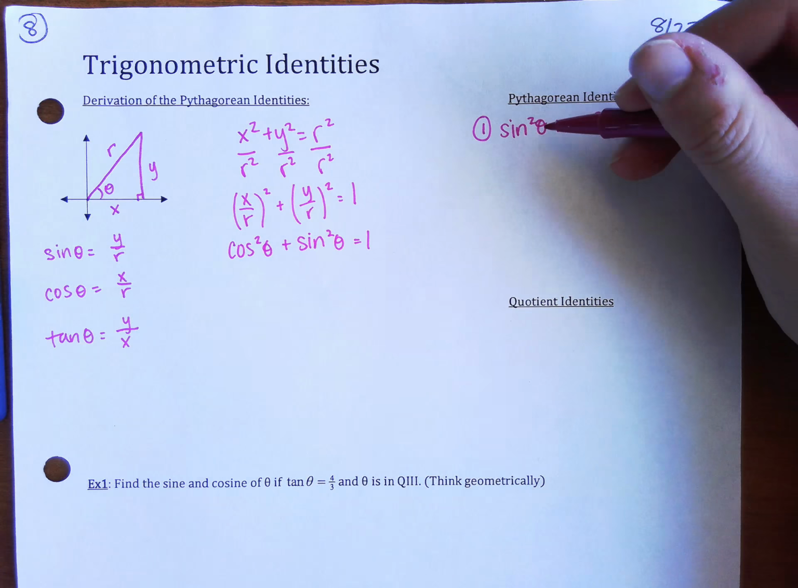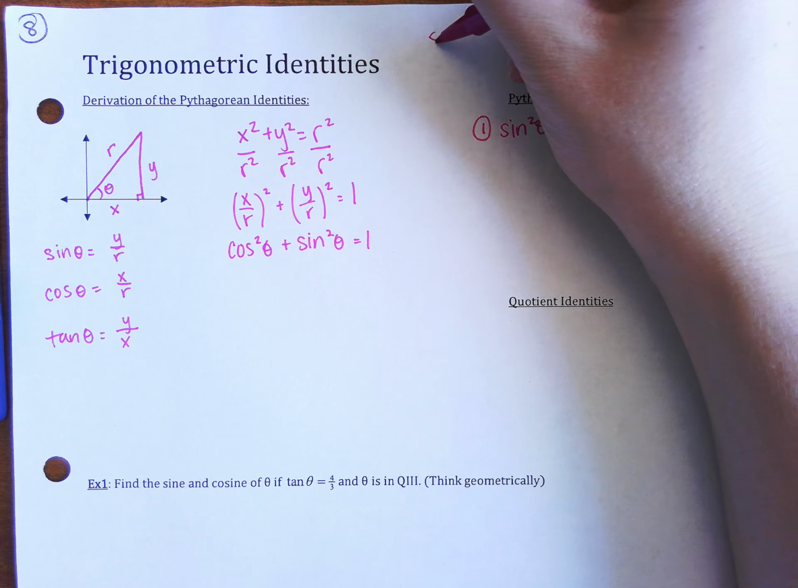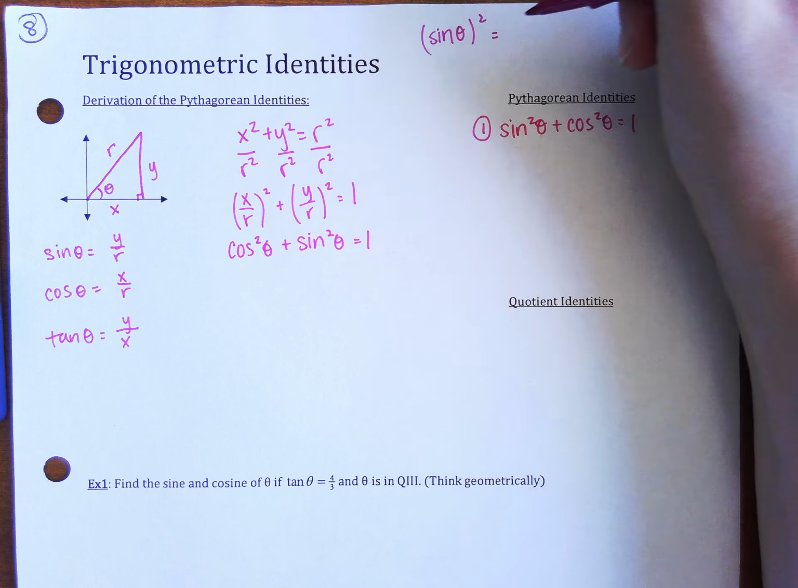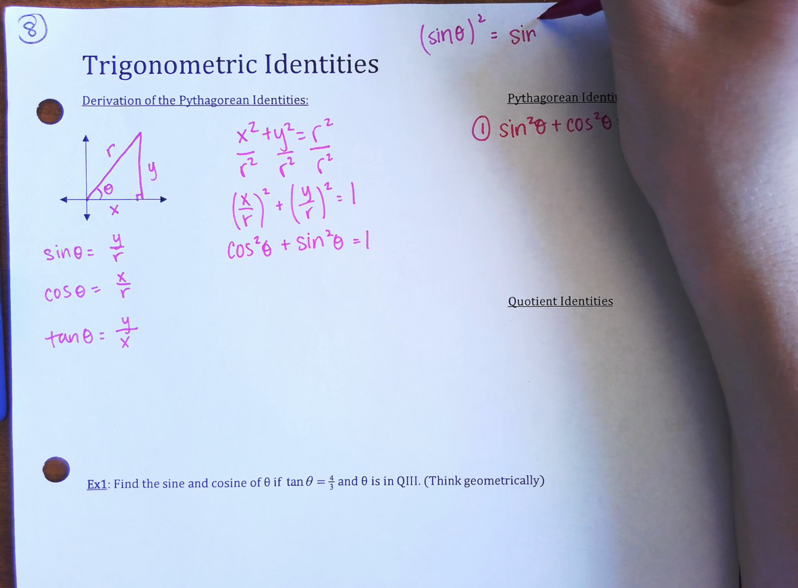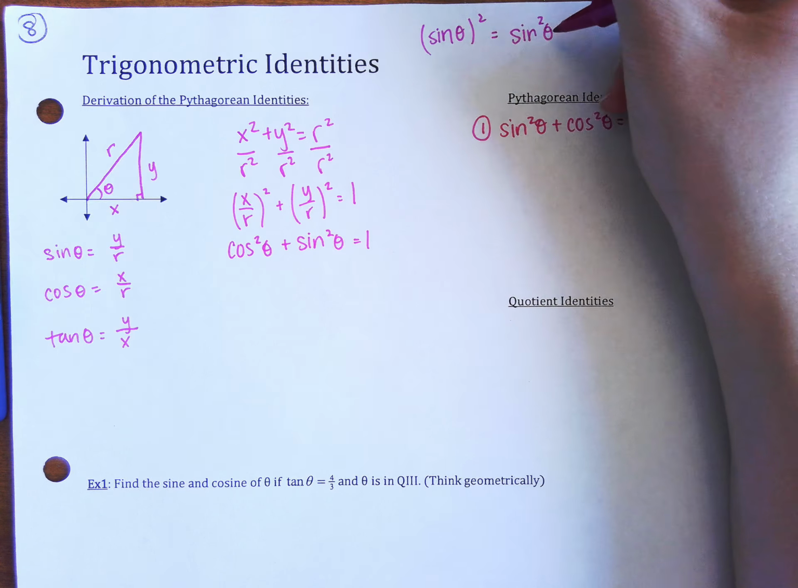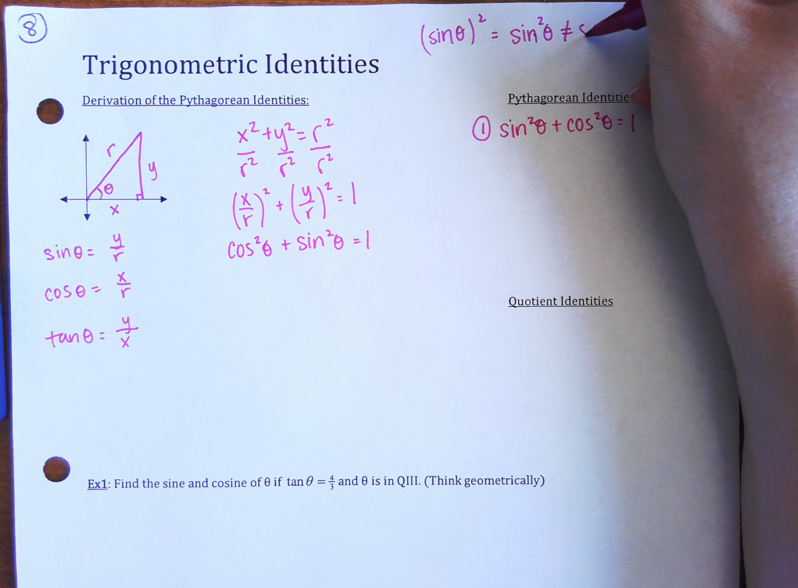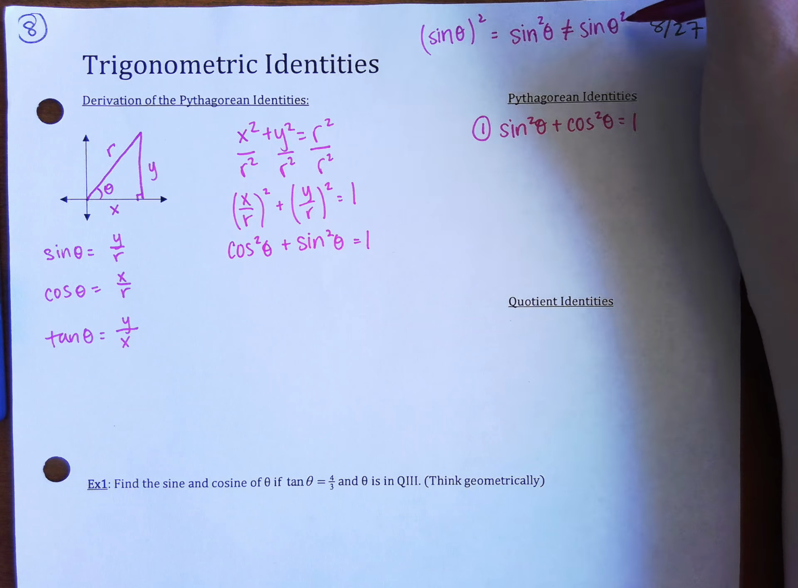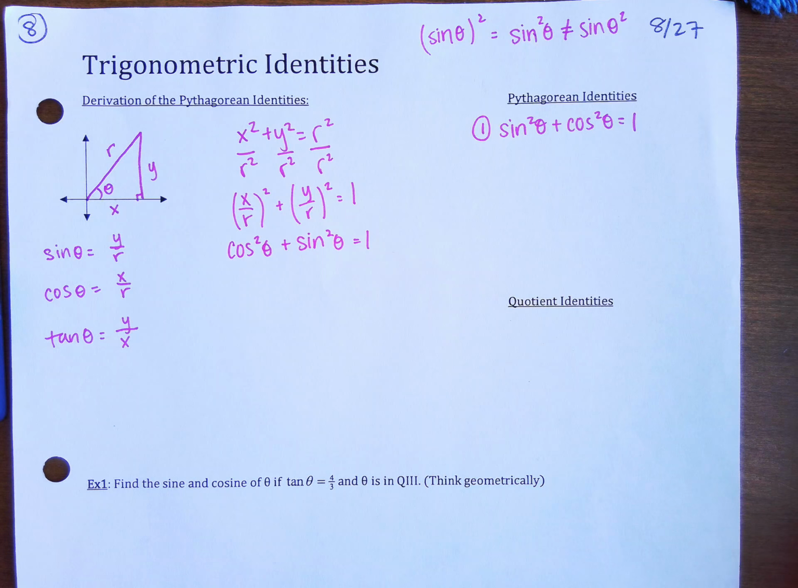And by the way, when I write it this way, sine squared, these mean the same thing. So sine of theta quantity squared is the same thing as sine squared of theta, but don't confuse that with sine of theta squared. Those aren't the same thing. So this is not equivalent, but these two are.